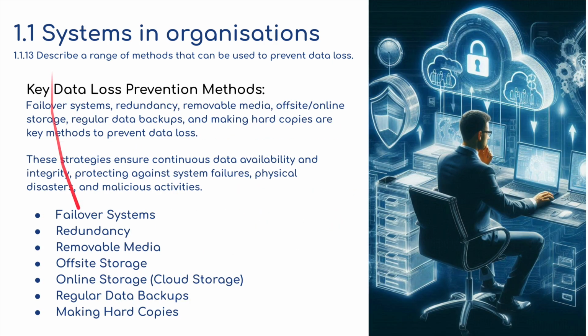Okay, so we've got a few data loss prevention methods. We've got, as you can see here, failover systems, redundancy, removable media, offsite storage, online storage, cloud storage, regular data backups, making hard copies. These ensure continuous data availability and integrity, protecting against system failures, physical disasters, and malicious activities. So let's go through them all.